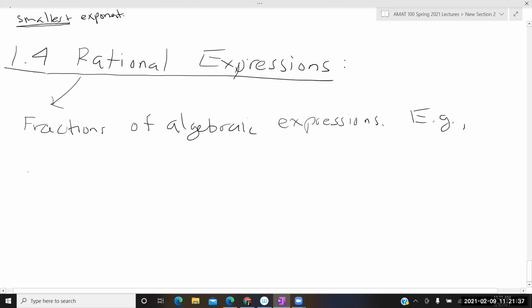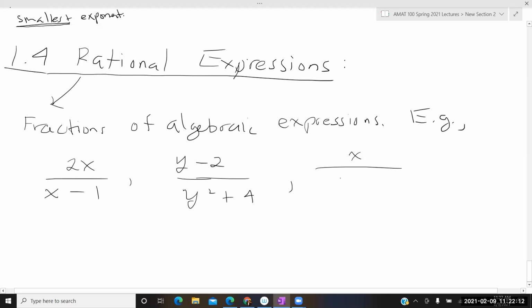So for example, I have something like 2x. Well, I guess we already saw some of them. We saw one example in the first section in 1.3 of a rational expression. We're going to localize in this case, though, specifically to rational expressions. So these are some examples here: y minus 2 over y squared plus 4. And then you could have something like x over the square root of x squared plus 1.